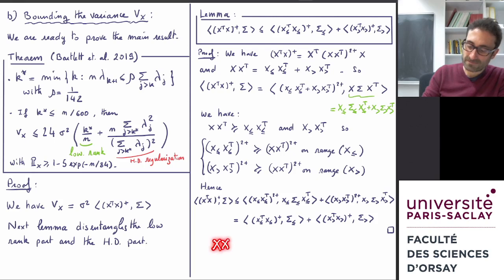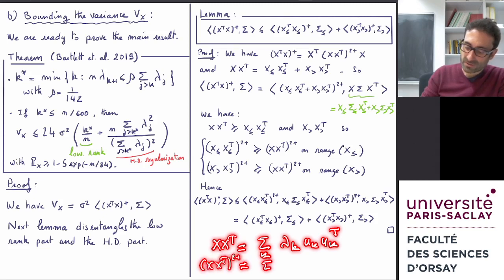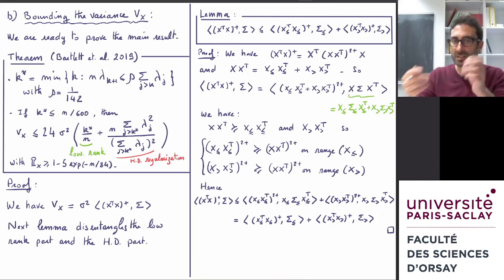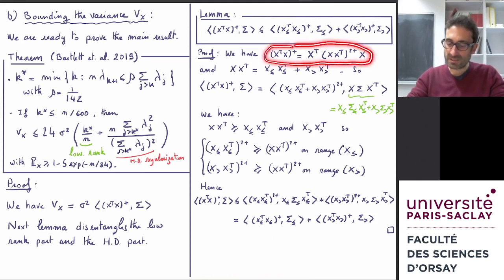I can take a diagonalization. If I look at X transpose 2 plus, this is just the sum over k of 1 over lambda k to the square times u k u k transpose. In this case, you don't have to care about singular vectors because you have something which is symmetric. All right, so I will start from this equality, and now I can use the fact that I can decompose X transpose by splitting the low rank part and the high dimensional part.